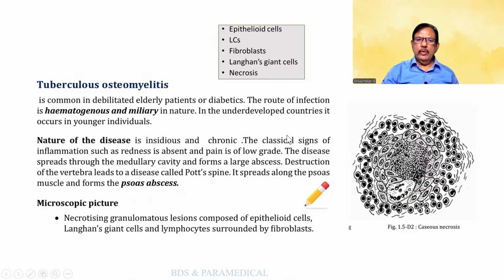So, in tuberculosis, I have already told you, you can draw the diagram of the granuloma. Epithelioid cells, lymphocytes, fibroblasts, Langhans giant cells, and areas of necrosis. So, these are the sources. Sometimes from the spine there can be an abscess to the thigh and that is called a psoas abscess.